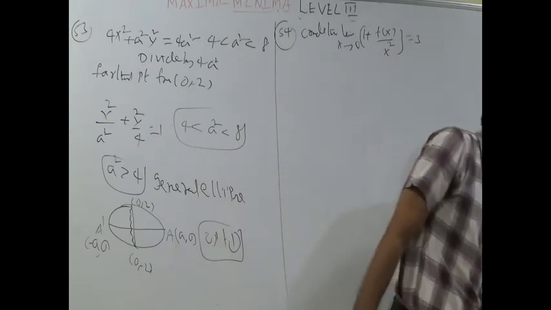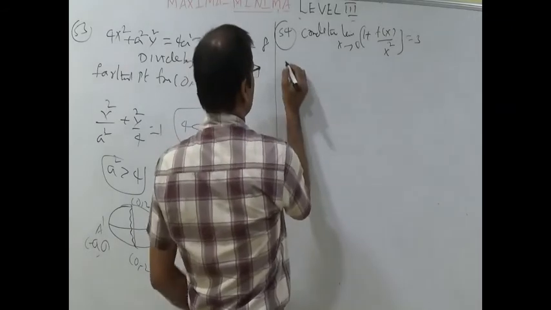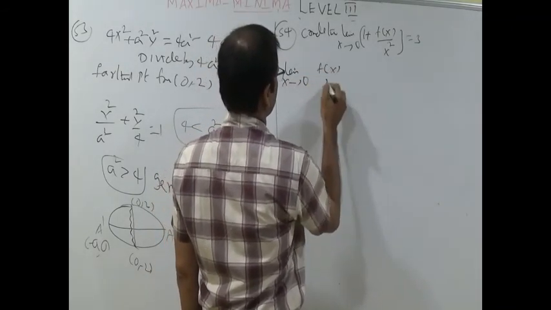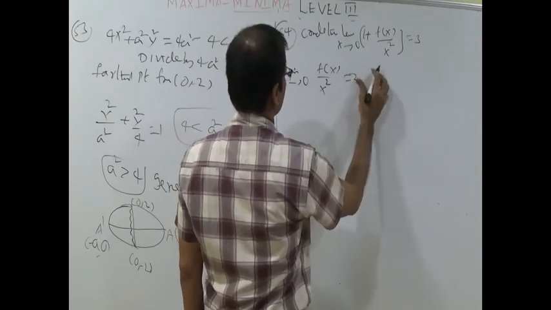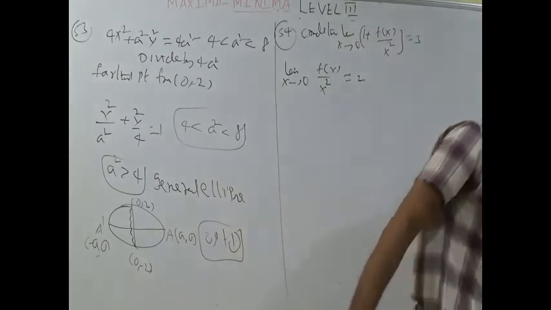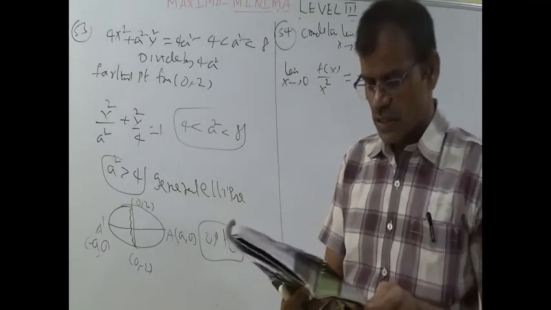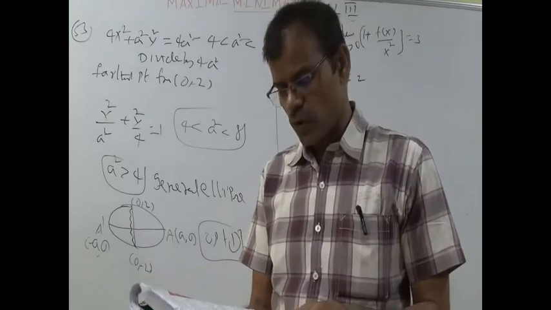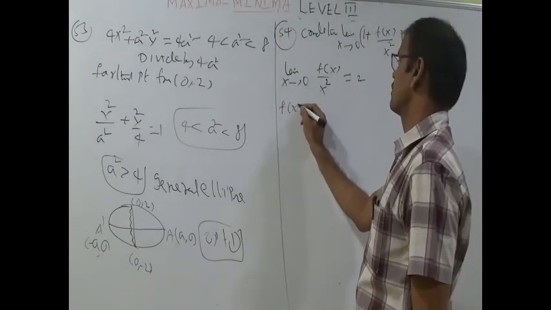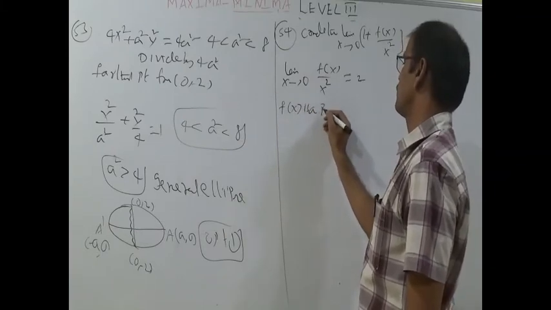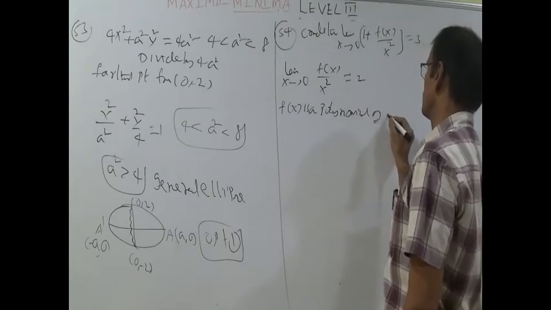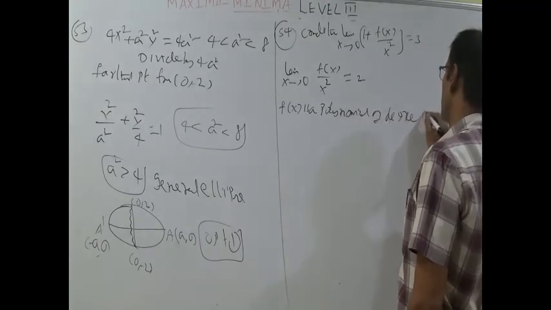Let us discuss this one. Limit x tends to 0 of f of x by x square is equal to 2. So the limit exists here. Whenever a limit exists, f of x is a polynomial of degree 4.